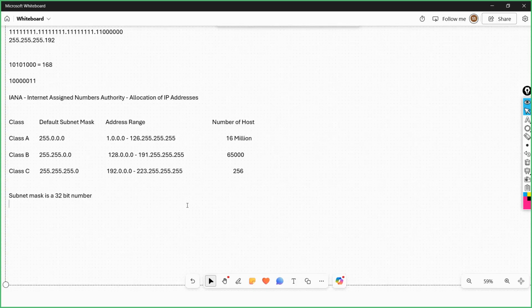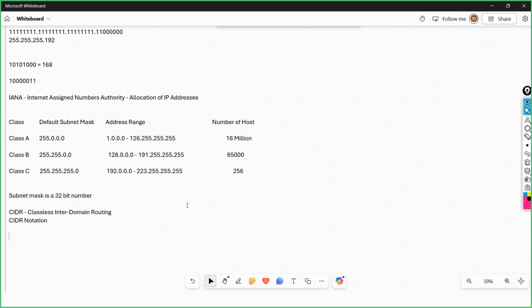There is something called CIDR. CIDR stands for classless interdomain routing. What this is, we'll discuss later. And there is something called CIDR notation.